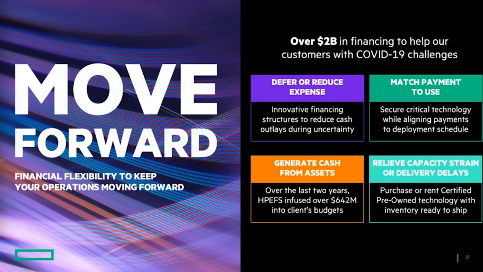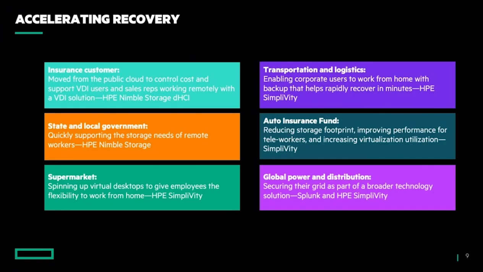The fourth area is relieve capacity strain or delivery delays. You can purchase or rent certified pre-owned HPE technology with inventory that's ready to ship. HPE is here to help customers accelerate recovery and accelerate transformation. Now let's look at some ways we're helping to accelerate recovery with real-world customer examples.